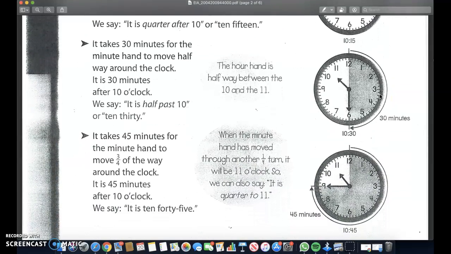It takes 30 minutes for the minute hand to move halfway across the clock. It is 30 minutes after 10 o'clock, so we therefore say it is 10:30. We look here, we see that it's moved halfway, so we know it's 10:30, or half past 10. As the minute hand moves closer to the next hour, the hour hand will start to slightly move up and move between the 10 o'clock and the 11 o'clock.